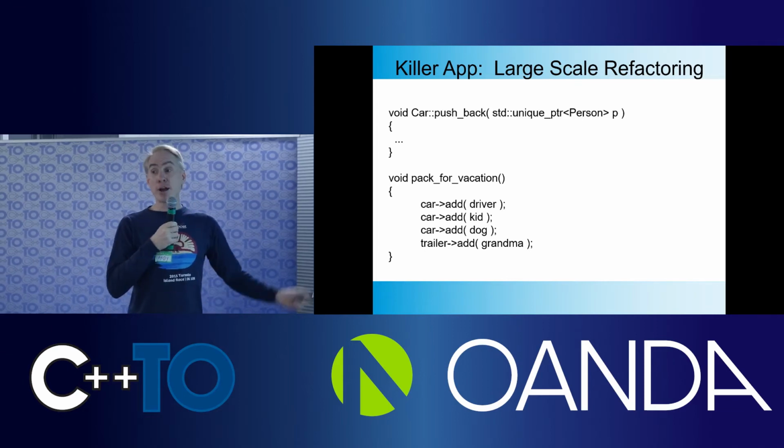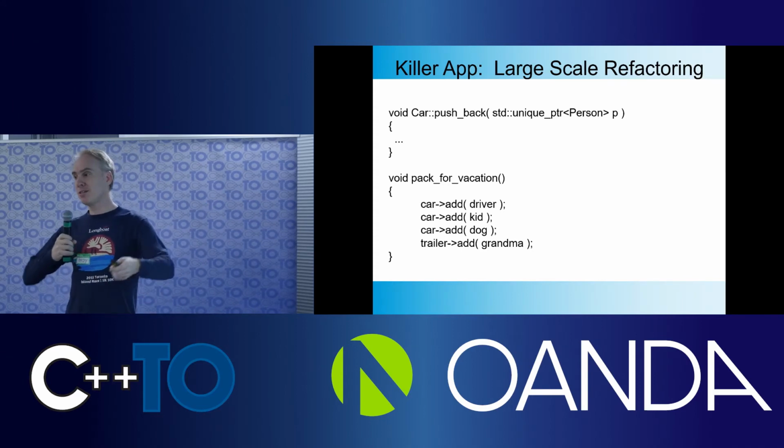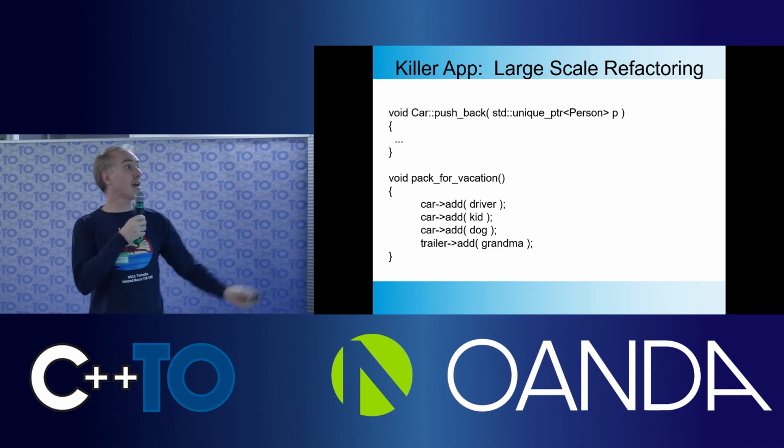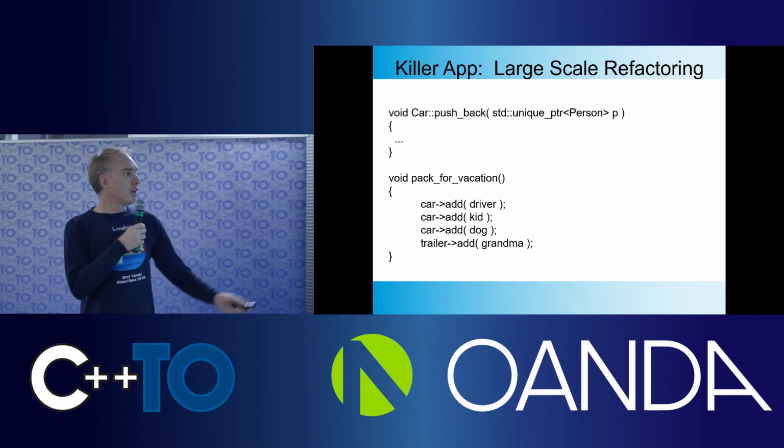So I want to refactor this code to look like this. I want to say pushback because I'm adding to the end, and I think that will help people understand it. And I want to use unique pointers because it's 2019. So I have to fix all of my call sites.